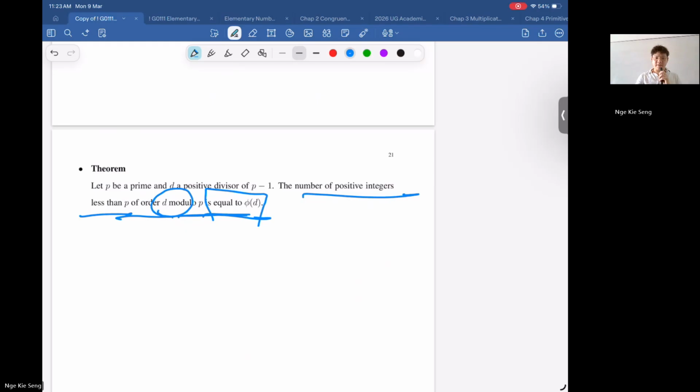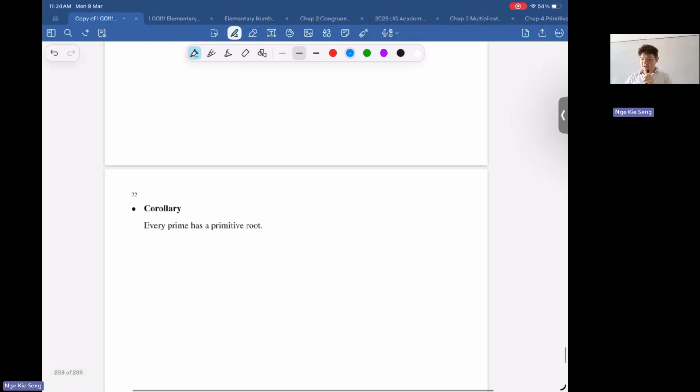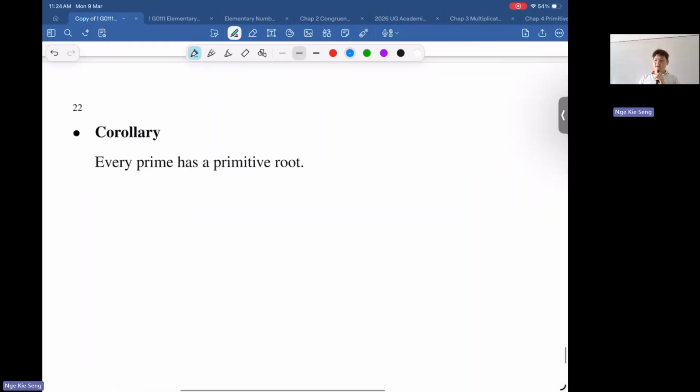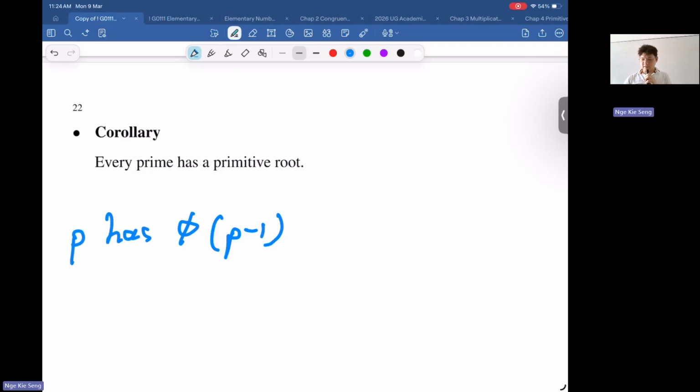So in this case, every prime will have a primitive root. So how many of them are there? Actually, there are phi of p minus 1 of them. Okay, p has phi of p minus 1 primitive roots.